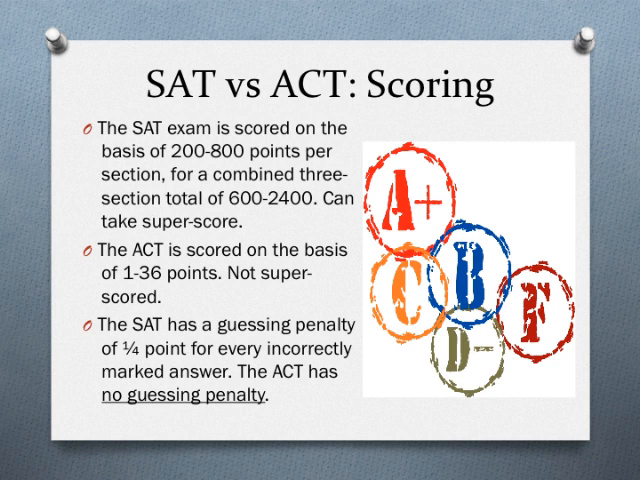The ACT is scored on the basis of 1 to 36 points. It is not super scored, which means that you can take only your best test average from 1, not 2, different tests. The SAT has a guessing penalty of 1/4 point for every incorrectly marked answer. The ACT has no guessing penalty.